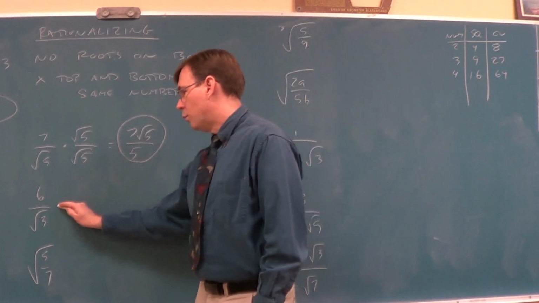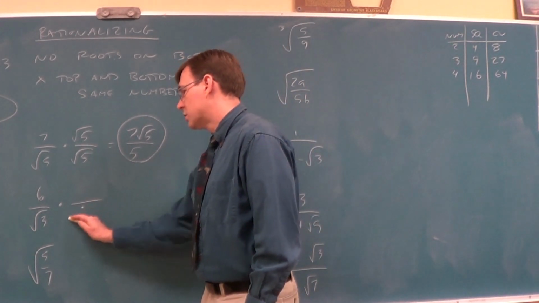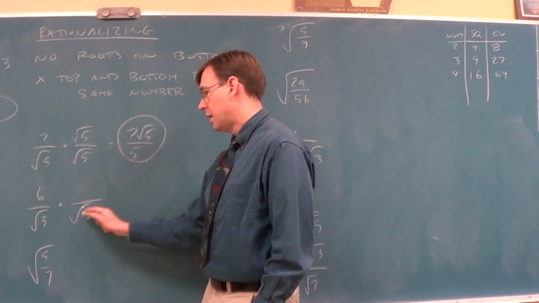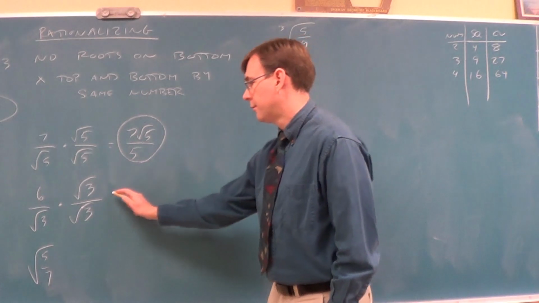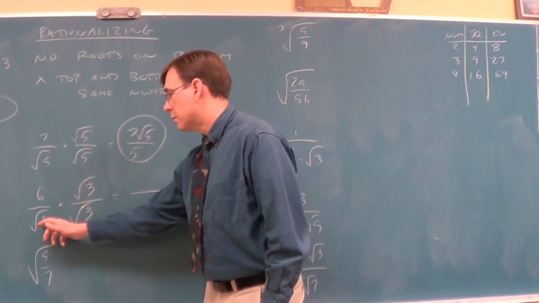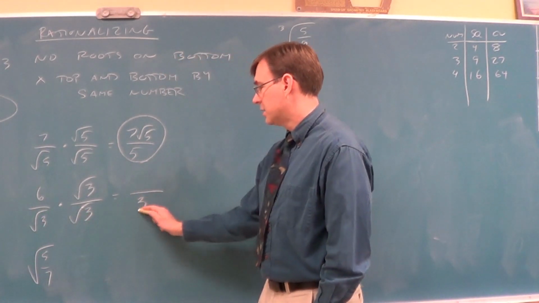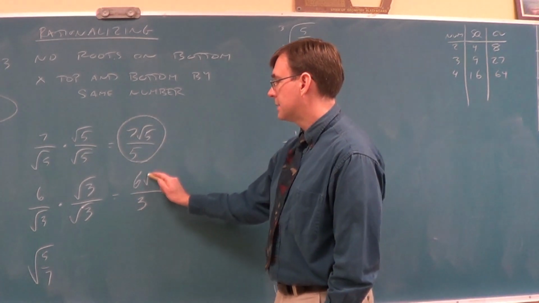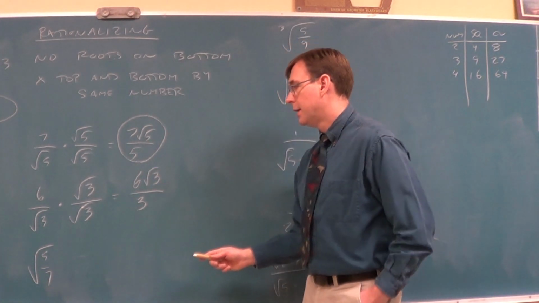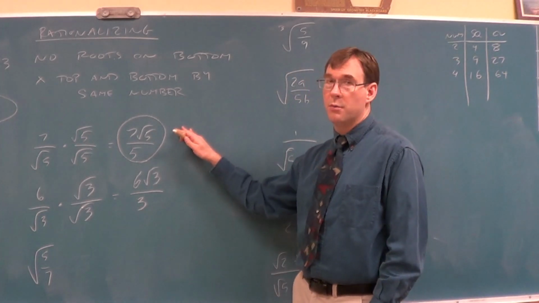For this one, we don't want to have root 3 on the bottom, so we multiply by root 3. And if we're going to multiply the bottom by root 3, we'll multiply the top by root 3. On the bottom, root 3 times root 3 is good old-fashioned kindergarten 3. On the top, we get 6 times the root of 3. A second ago, with that problem, we were done.